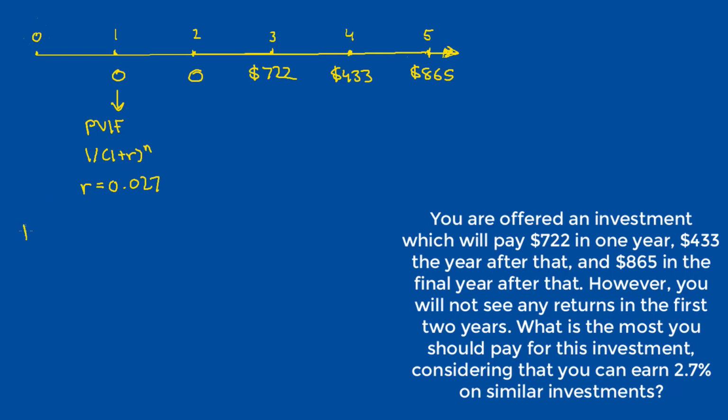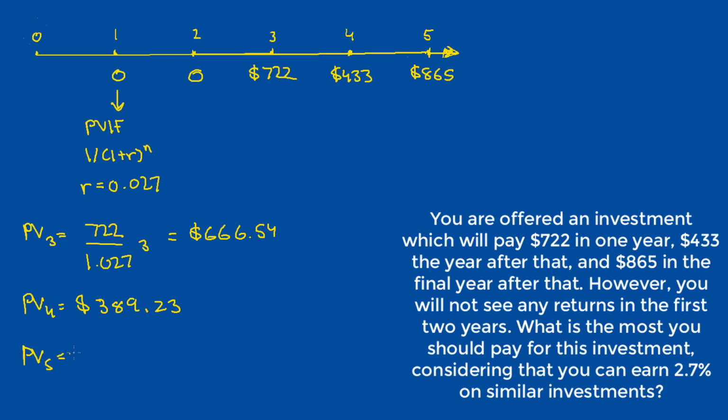So let's discount our cash flows. The present value for our third year cash flow should be 722 over 1.027 raised to 3. That should give us a value of $666.54. Similarly, for year 4, we should have a value of $389.23. For year 5, we should have a value of $757.12. When we sum these up, which is our final step, we get the total present value. That is equal to $1,812.89.